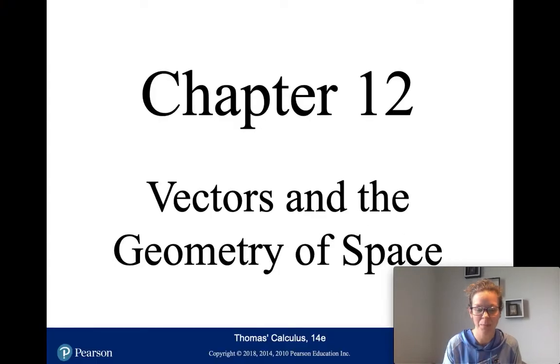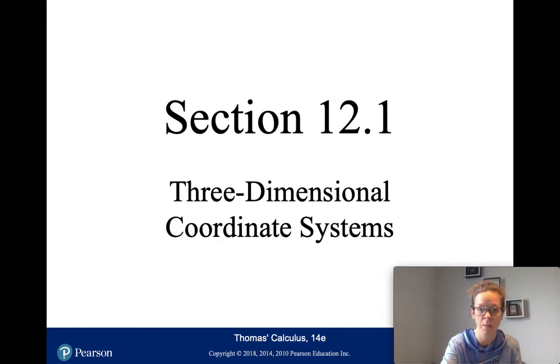We are beginning chapter 12, and we're not going to do the whole chapter, but we're just going to take a peek into some of these ideas. We're going to talk about vectors, and we're going to talk about the geometry of space, and that's where we're going to begin, with the idea of space being three-dimensional coordinate systems.